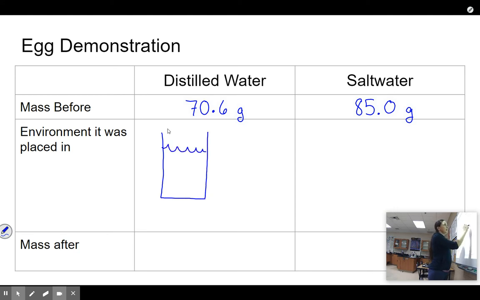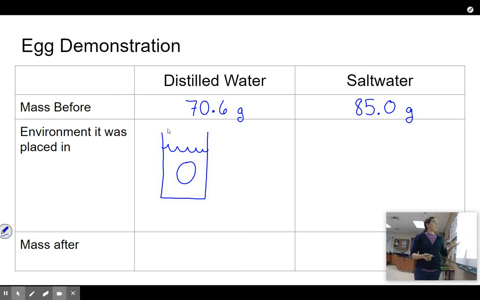We've got water and we've got the egg. I would suggest that you draw these diagrams in there. A lot of the questions that you're asked on your homework and that you'll be asked on assessments about passive transport have to do with diagrams. So the more you practice with pictures, hopefully the more sense this will make.